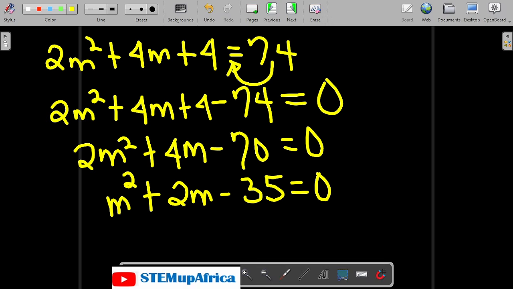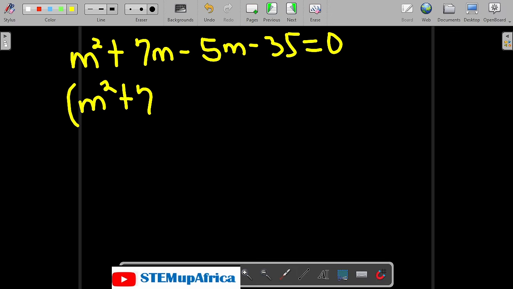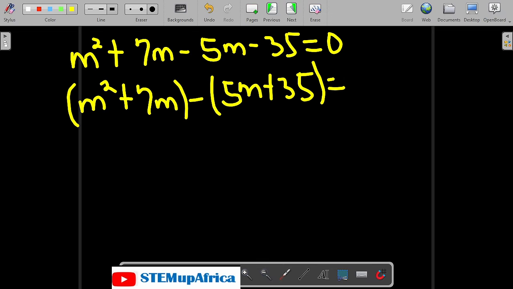So let me see, the factors are plus 7 and minus 5. So I'm going to have m squared plus 7m minus 5m minus 35 equals to 0. I'll bracket the first 2, m squared plus 7m, and the last 2, minus 5m minus 35, is equals to 0.